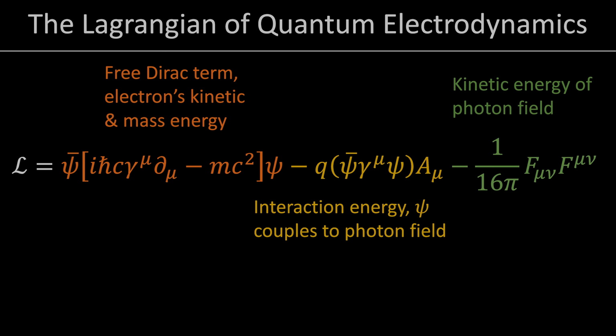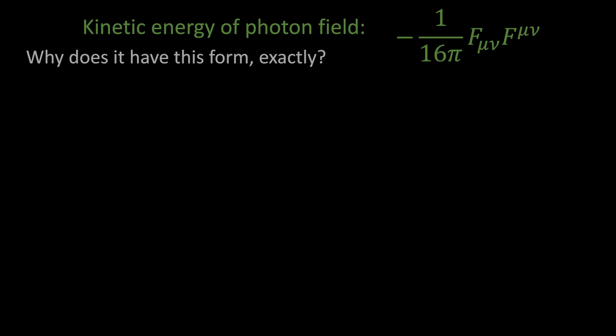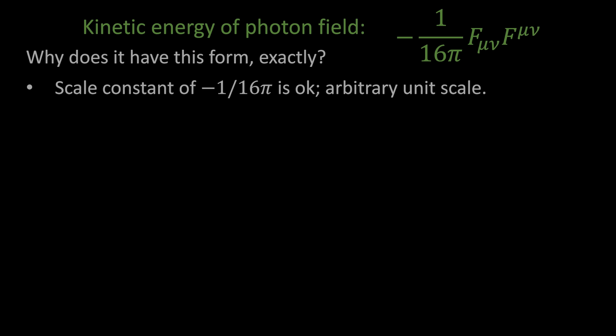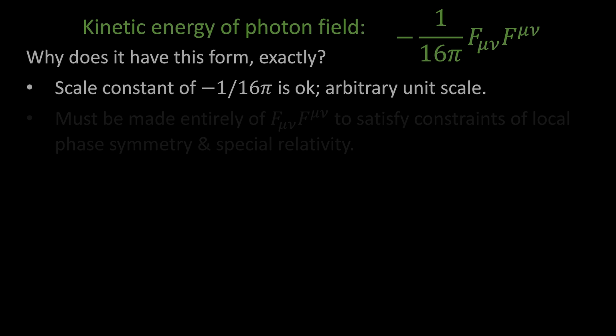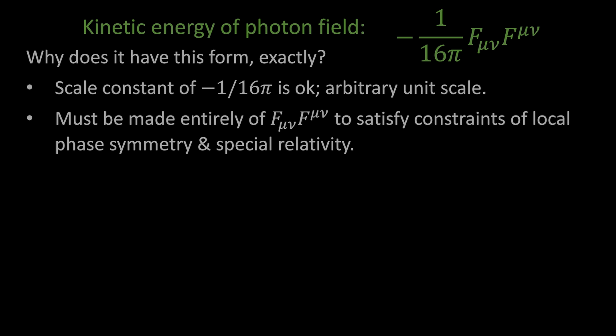And one thing that I haven't really done is I haven't really justified why it is that the kinetic energy of the photon field should have the form that it does. I mean, as we've seen, we can arbitrarily choose what we want that constant to be, so that's okay. And also, if we're thinking about it relativistically, we do need a Lorentz invariant quantity, and F mu nu F mu nu is the Lorentz invariant quantity, the simplest one, that we can make out of the Faraday tensor.